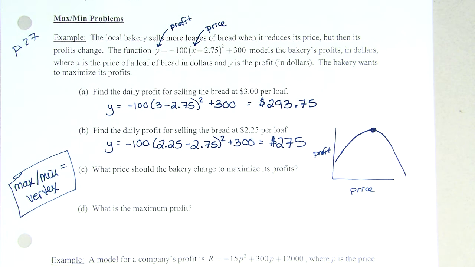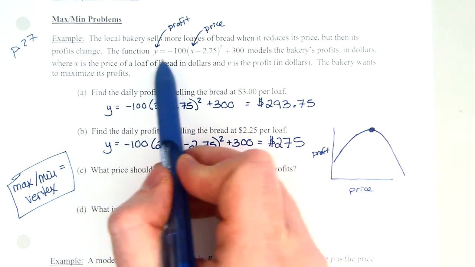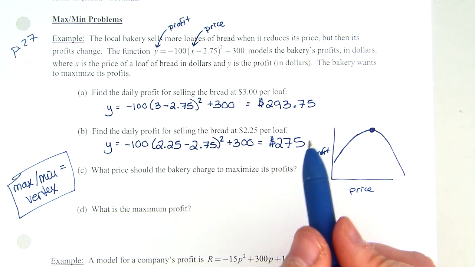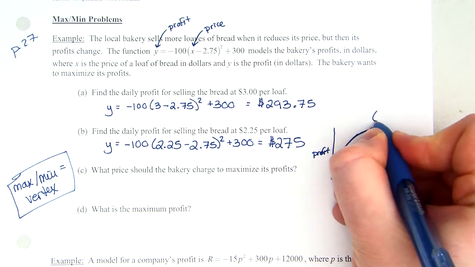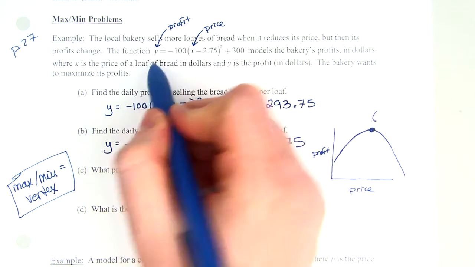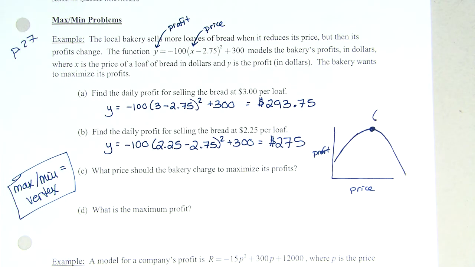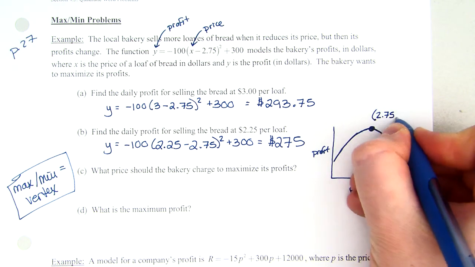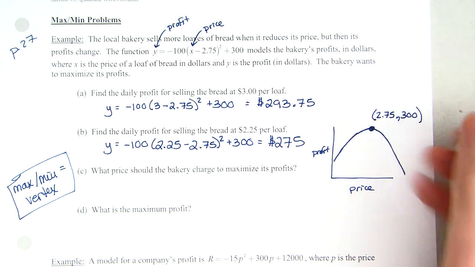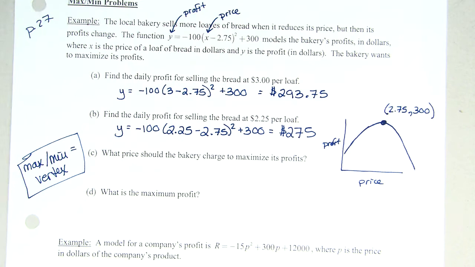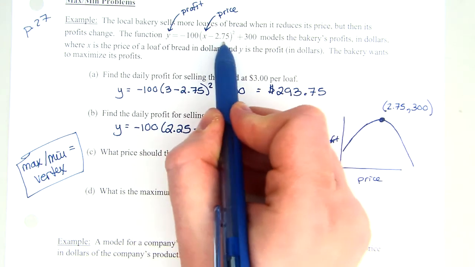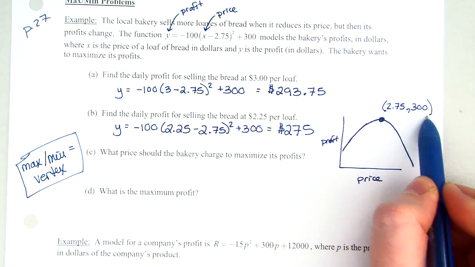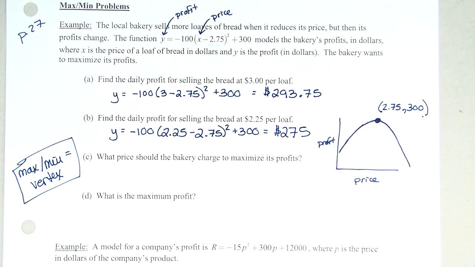Now, I actually think it should be pretty easy to find this vertex. This parabola is written in vertex form. So can you give me the coordinates of the vertex? My vertex is (2.75, 300). All I have left to do now, right, 2.75, because this parabola was moved right 2.75 and up 300, so (2.75, 300), that's where I'm getting that from.